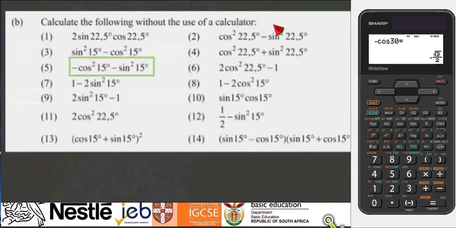Here's number 5. Check again. It's cos squared, sine squared. They've got negative, both of them. So what do you do? Pull out negative as a common factor. You know it's grade 11 stuff. It's going to be cos squared of 15 plus sine squared of 15. So what's in the bracket gives you 1. You've got a negative times 1. Your final answer is negative 1. You are done with that one there.